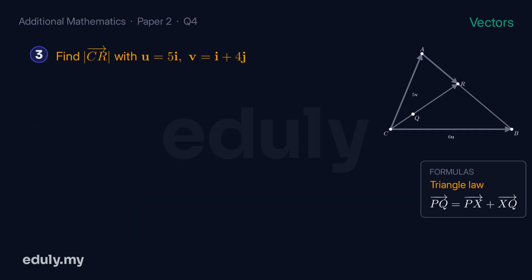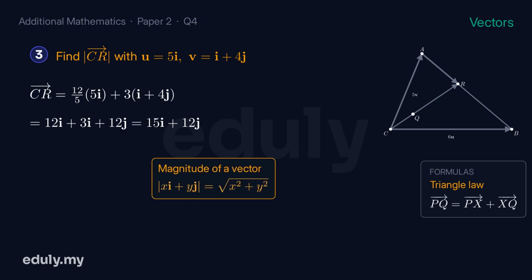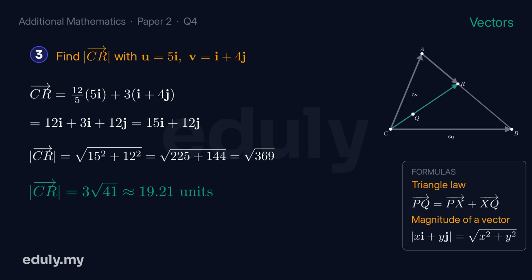Part B1. Now u and v are actual vectors, so let's find the length of CR. Take our CR, and swap in u equals 5i and v equals i plus 4j. Work out each piece and collect them: 15i plus 12j. The length comes from the components, just like Pythagoras. Square the components, add them, and we get the root of 369. That simplifies to 3 root 41, about 19.21 units.